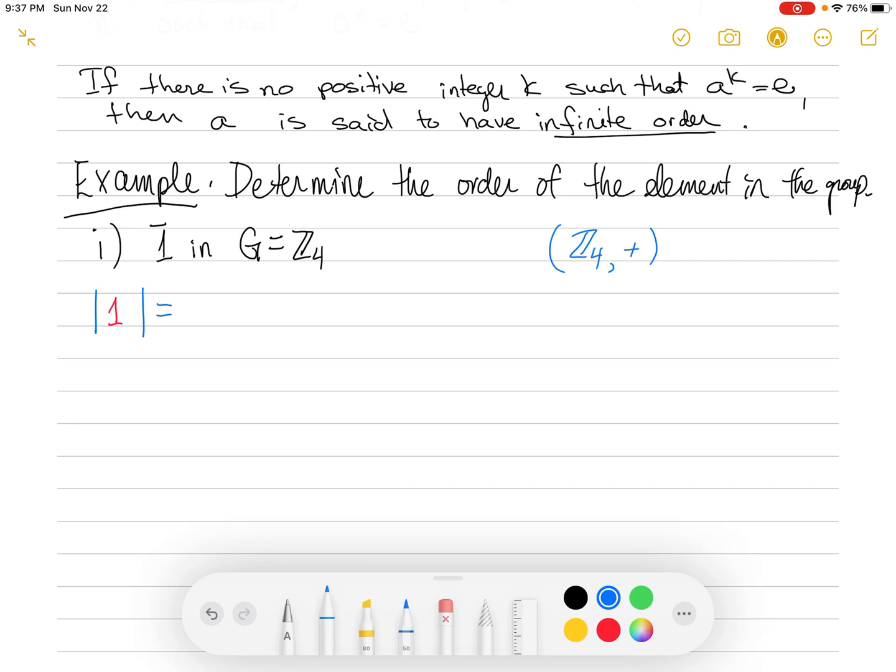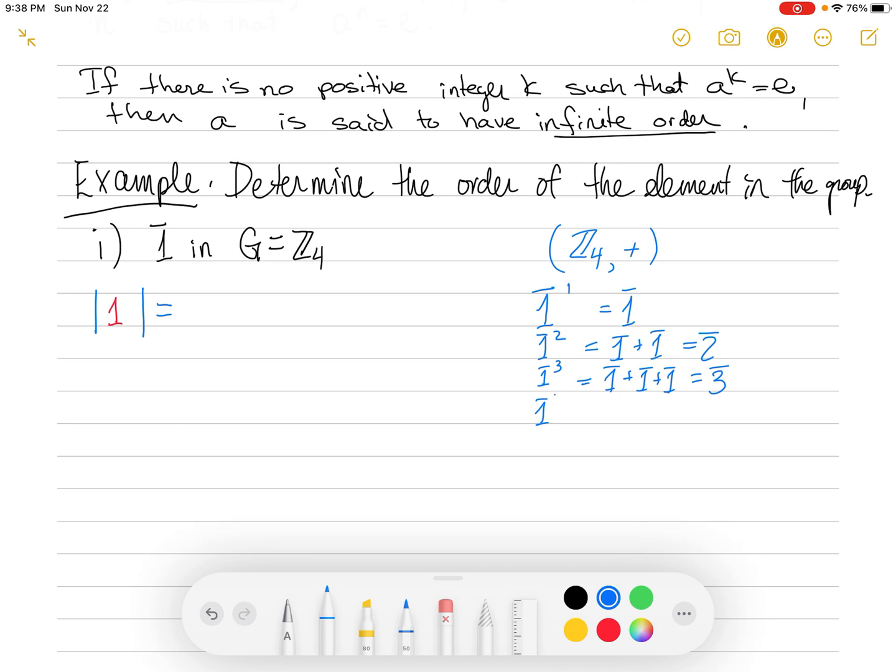So we have to figure out how many copies of 1 bar we are going to take. 1 copy would just be 1 bar. That doesn't get you to the identity. The identity element is the 0 element when you're talking about Z4 under addition. 1 bar, 2 copies, that would be 1 bar plus 1 bar, which is 2 bar. That doesn't get you back to the identity element, the 0 element. So you could take 3 copies: 1 bar plus 1 bar plus 1 bar, that would be 3 bar. That doesn't get you back to the identity element.